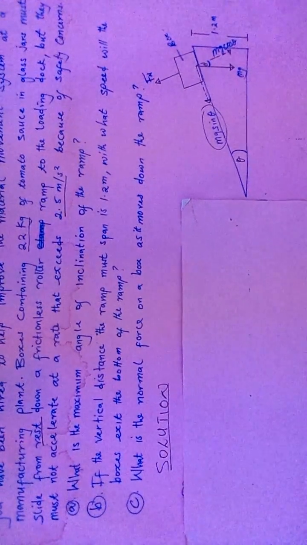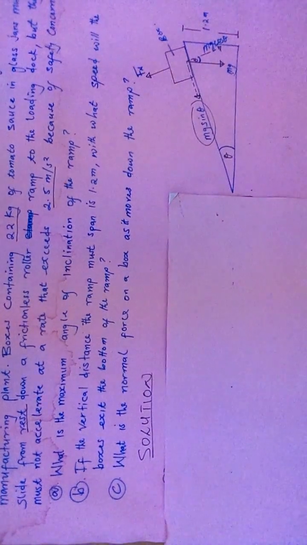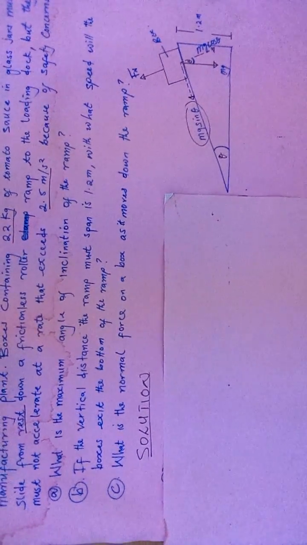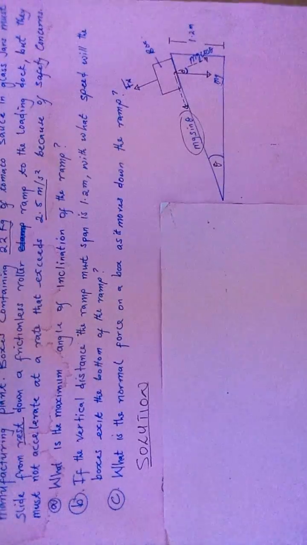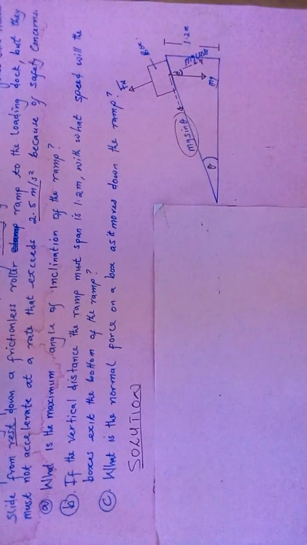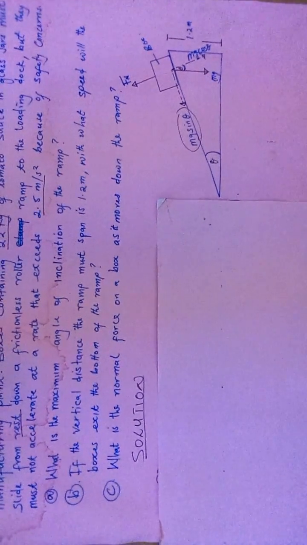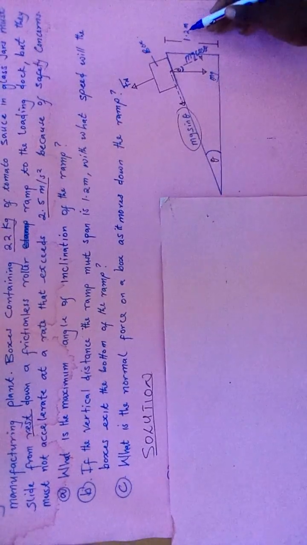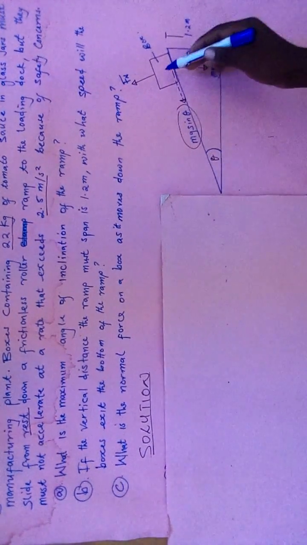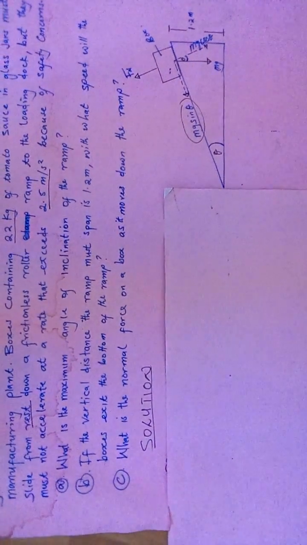Welcome back. In the previous video we solved question A, and in this video we're going to solve question B. Question B reads: if the vertical distance the ramp must span is 1.2 meters, with what speed will the boxes exit the bottom of the ramp? So we have our free body diagram here, and if this height is 1.2 meters, with what speed is this box going to exit that end?